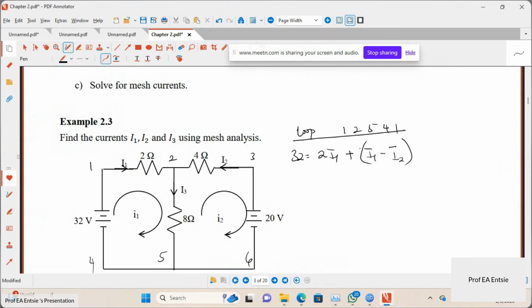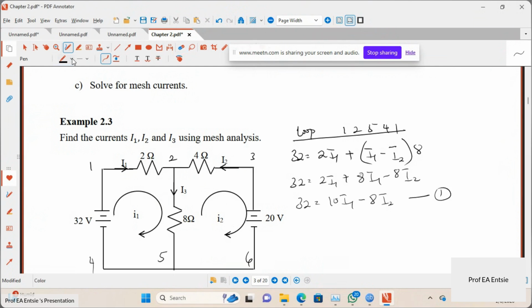So at the end of the day, I'll get 32 equals 10 I1, because 2 I1 plus 8 I1 will give me 10 I1, minus 8 I2, right? Some of you are confused, so let me go step by step. 2 I1, plus 8 I1 minus 8 I2. So I get 32 equals 10 I1 minus what? 8 I2. So this is equation 1. Then I'll go to equation 2 using loop 2.